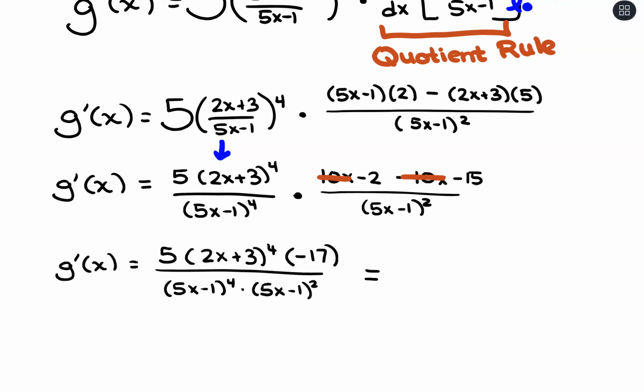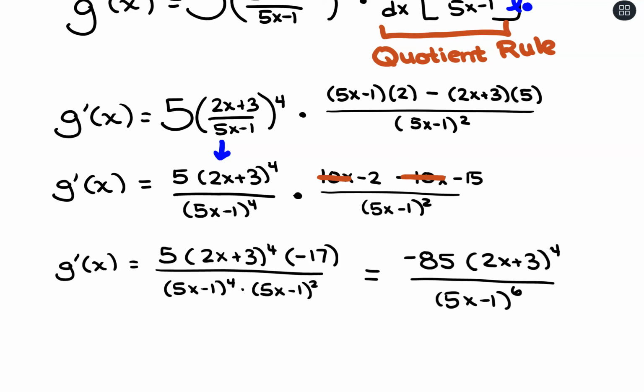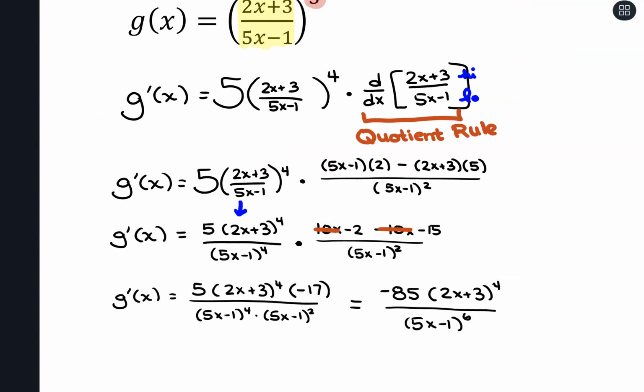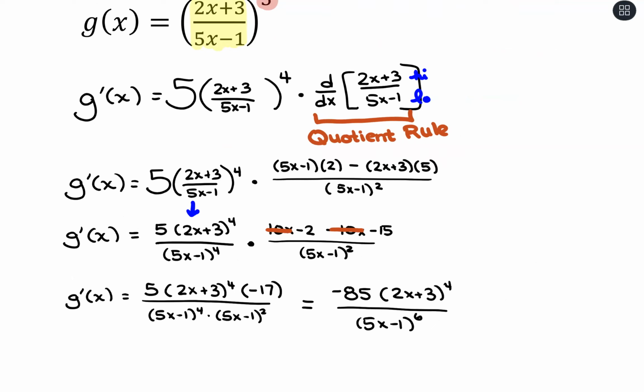So to simplify it all, 5 times the negative 17, which is negative 85. We have (2x + 3) to the 4th power over (5x - 1) to the 6th power, combining those together. So again, we were pretty much done with taking the derivative up here. It's just then simplifying through to get a completely simplified answer at the bottom there.